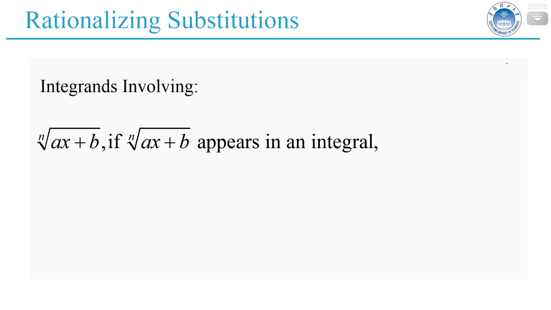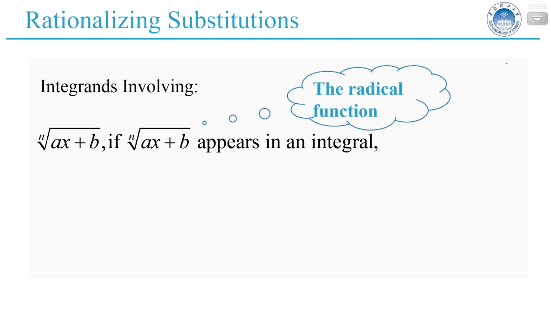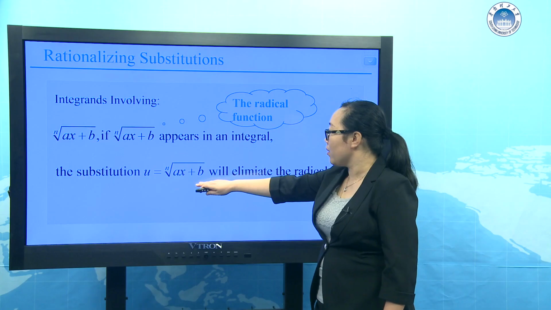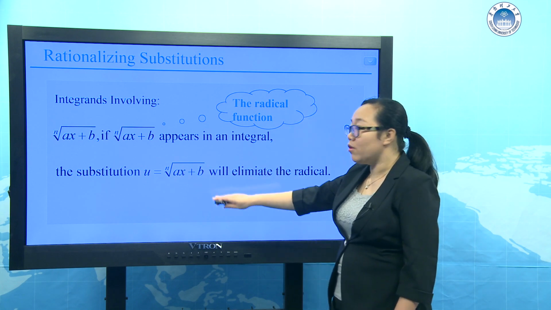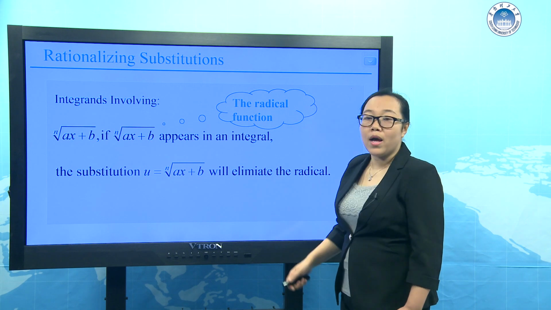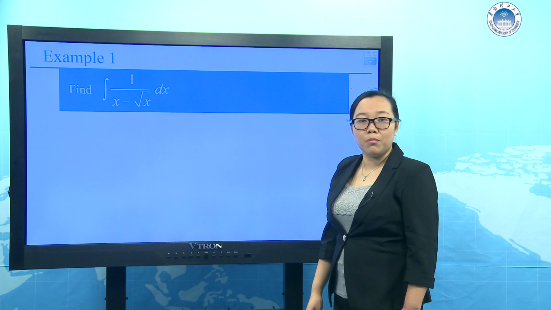If the nth root of ax plus b appears in our integral, how to do? Using the substitution idea, let u equal the nth root of ax plus b, and then the nth root will be deleted. This will eliminate the radical. Now, look at example 1.